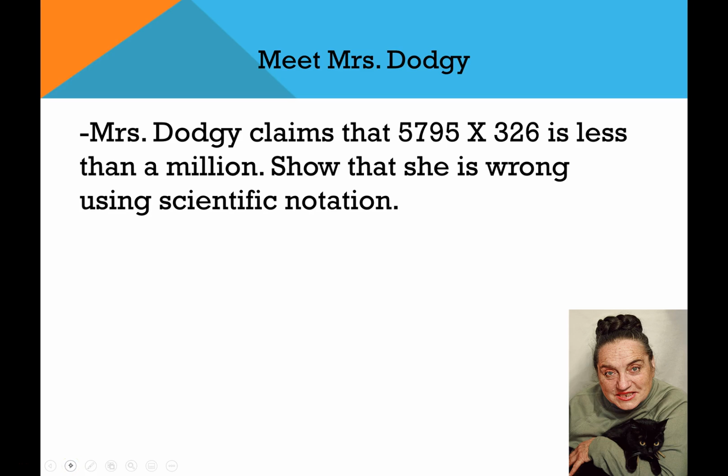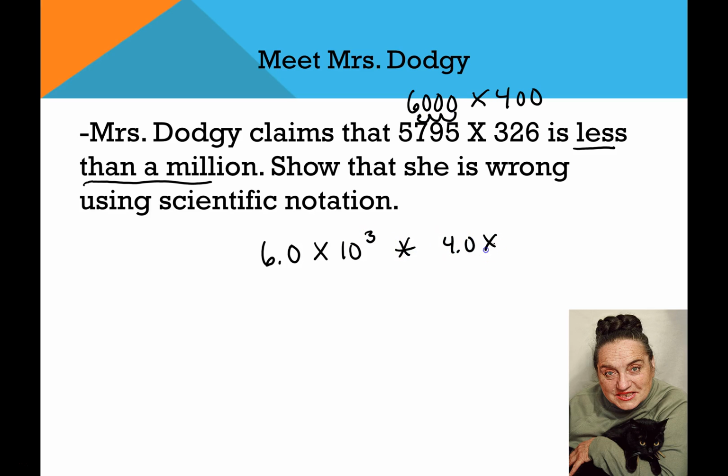All right, last question. Mrs. Dodgy claims that 5,796 times 326 is less than a million. Show that she's wrong using scientific notation. All right, well, she says it's less than a million. Well, let's just round up and say 6,000 times 400. Well, this is going to be 6.0 times 10 to the 1, 2, 3. And then there would be times 4.0 times 10 to the, okay, here's my 4.0, I'd be going over 2.